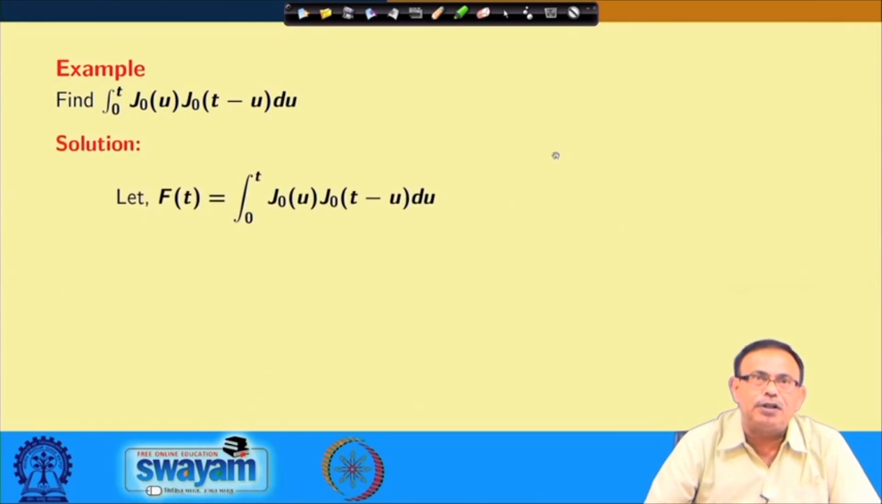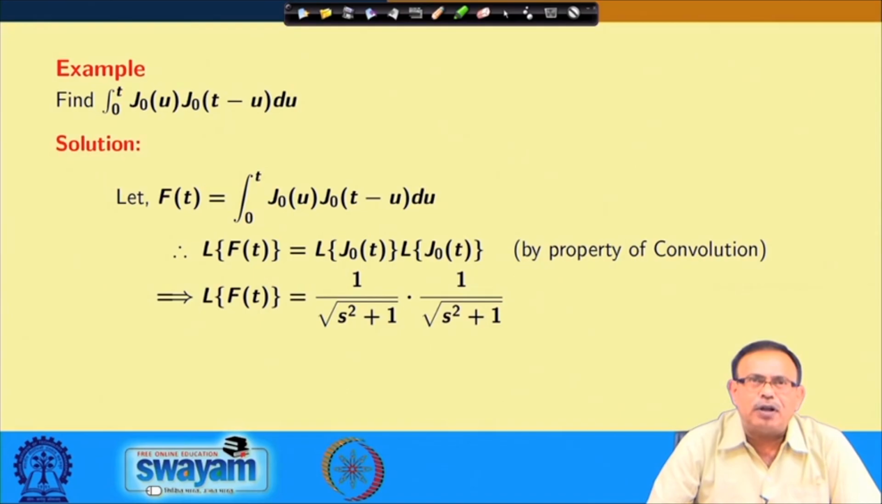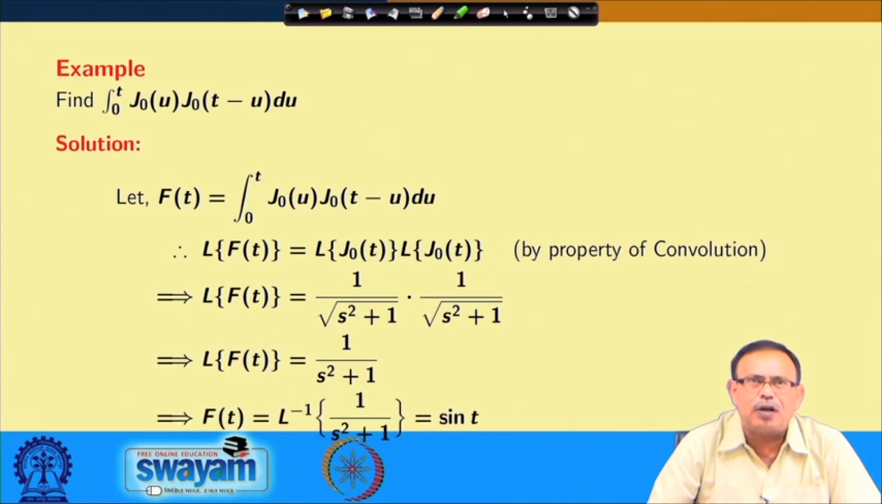If f(t) = ∫₀ᵗ J₀(u) J₀(t−u) du, then taking the Laplace transform and using the properties of convolution, I can write the Laplace transform of f(t) equals the Laplace transform of J₀(t) into the Laplace transform of J₀(t). The Laplace transform of J₀(t), we know, is 1 by √(s² + 1). So the Laplace transform of f(t) is 1 by s² + 1. So you will obtain f(t) equals Laplace inverse of 1 by s² + 1, and whose value is nothing but sin t.